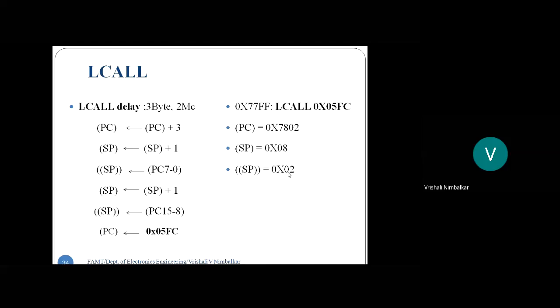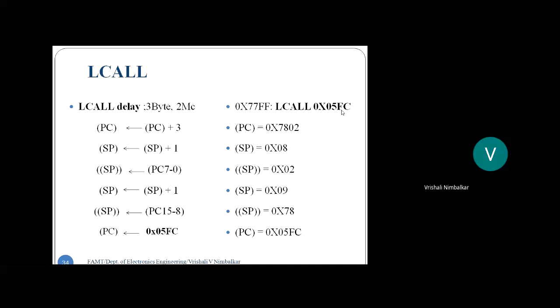Now again the stack pointer increments by 1, so the stack pointer becomes 09. That's the new location, and at this new location the higher return address is saved. So 78 is saved on the stack. And then the 16-bit subroutine address is copied into the program counter. What is the subroutine address? 05FC gets copied into the program counter.